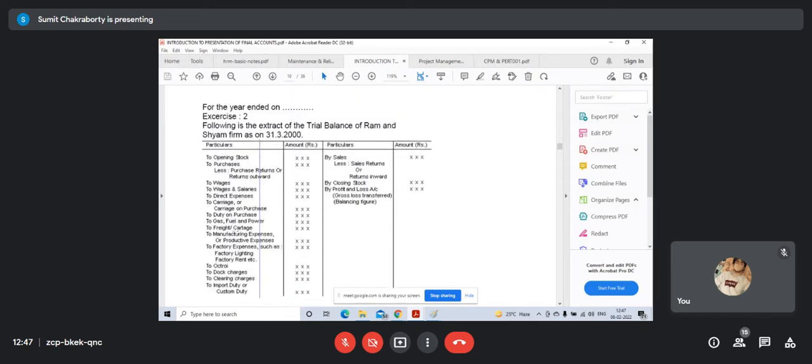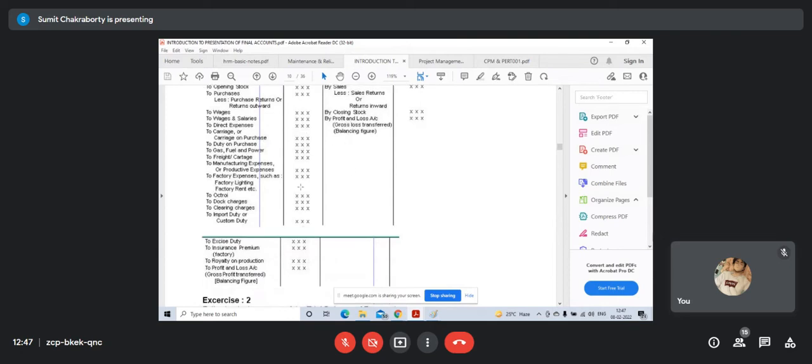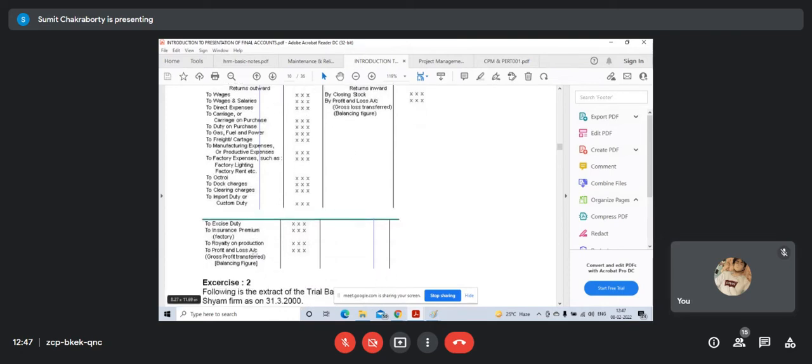But profit and loss account, gross profit transfer goes to the debit side as a balancing figure. Okay, on the credit side, by sales less sales returns or returns inward, and then by closing stock, and then profit and loss account, gross cost transfer. This is also a balancing figure. So what happens, except for the profit and loss account, gross profit or gross cost transfer, you put everything on the debit side and credit side as appropriate, and then in the rough, you calculate the debit side total and credit side total.